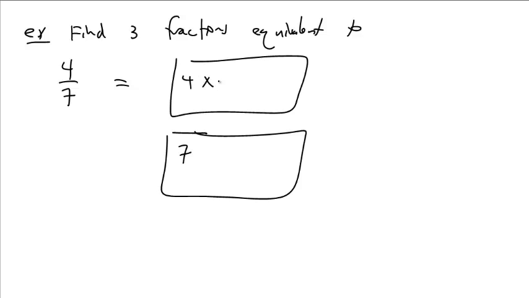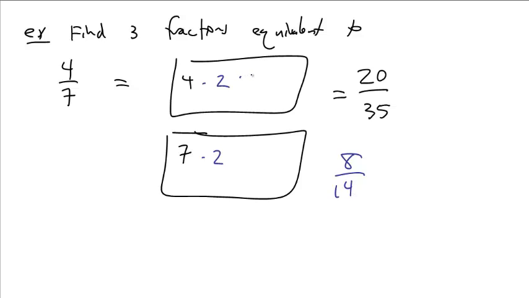You can put a 5 up top, 5 down below. That is 20/35, the same fraction as 4/7. Maybe you don't want to put a 5 top and bottom. Maybe you want to put a 2 top and bottom. Then we're talking about 8/14.